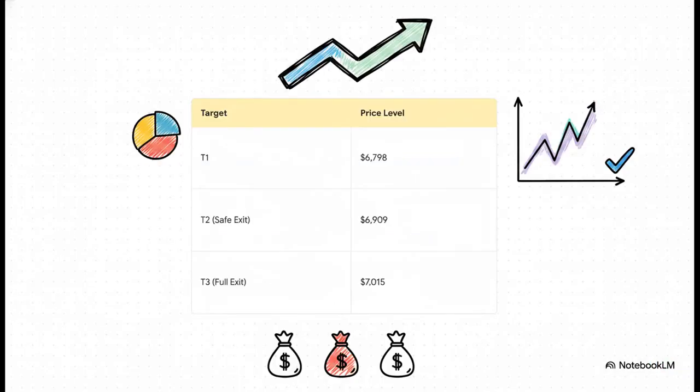All right, what about the exit strategy? The plan had 3 very distinct price targets. The first one, T1, was set at $67.98. The next level, T2, was designated as a safe exit at $69.09. And the final goal, T3, which represented a full exit from the trade, was way up at $70.15.